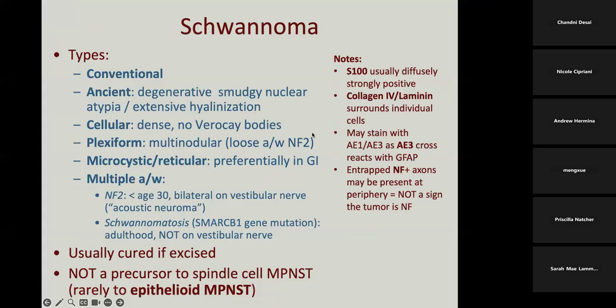There are various morphologic types of schwannomas, ranging from the ancient with degenerative change to very cellular to plexiform, which is loosely associated with NF2, microcystic reticular schwannoma in the GI tract. Multiple schwannomas can also be associated with NF2 or schwannomatosis, which is the SMARCB1 gene. Usually these do not transform to MPNST, except on rare occasion.